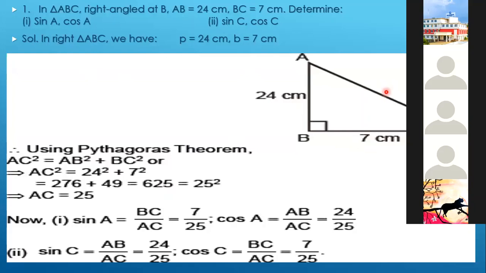Am I clear, children? First, by using Pythagoras theorem, we need to find out the third side. After getting the third side, based on acute angle A, first write opposite by hypotenuse, that is 7 by 25. Then cos A is adjacent by hypotenuse, that is 24 by 25.